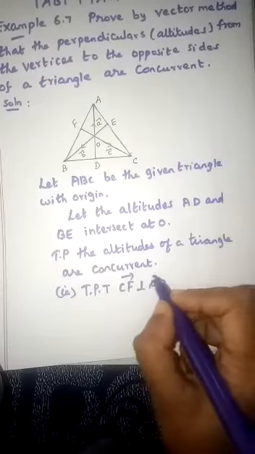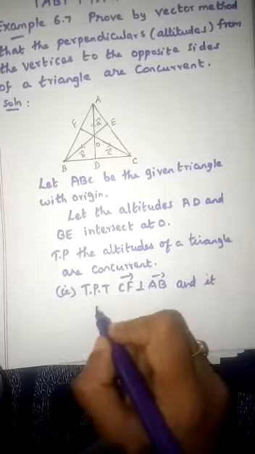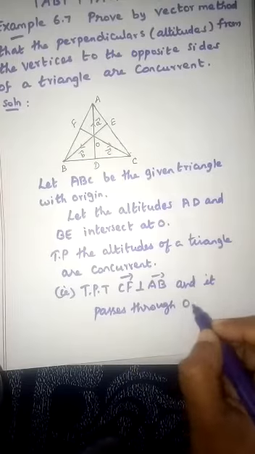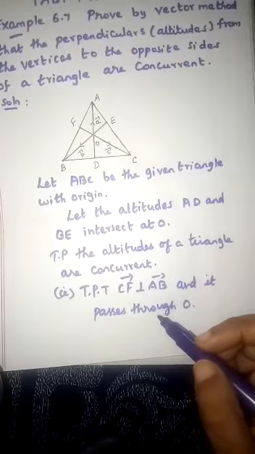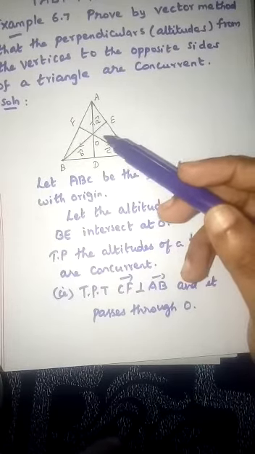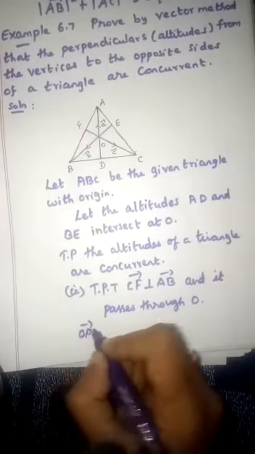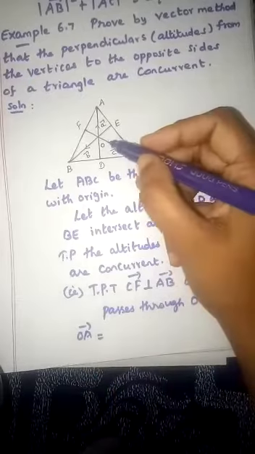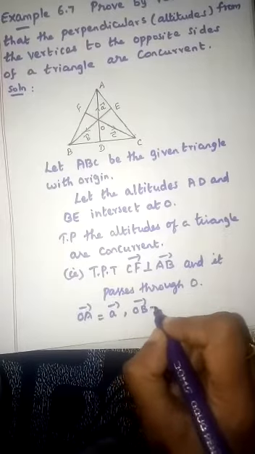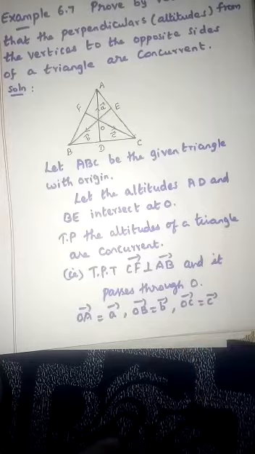Or you can take the CF vector. The CF vector is perpendicular to the AB vector and it passes through O. If I prove this, then I can say all three altitudes are concurrent, that is, they are intersecting at a common point. Take the OA vector as vector a, the OB vector as vector b, and the OC vector as vector c.